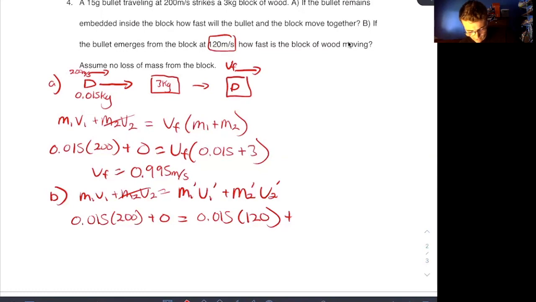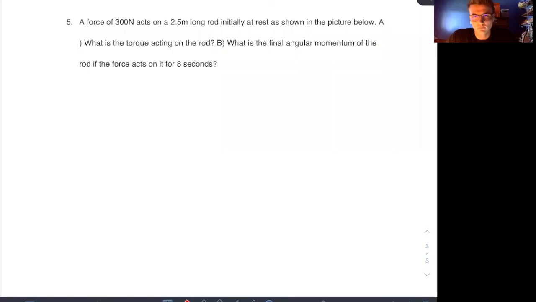So now we have to find out what the velocity of this 3 kilogram block is. All right, so when you solve it, you should get a velocity of 0.4 meters per second. Okay, so when the bullet passes through that block, assuming no mass is lost, the block will be moving at 0.4 meters per second, and the bullet will be moving at 120 meters per second. Cool.